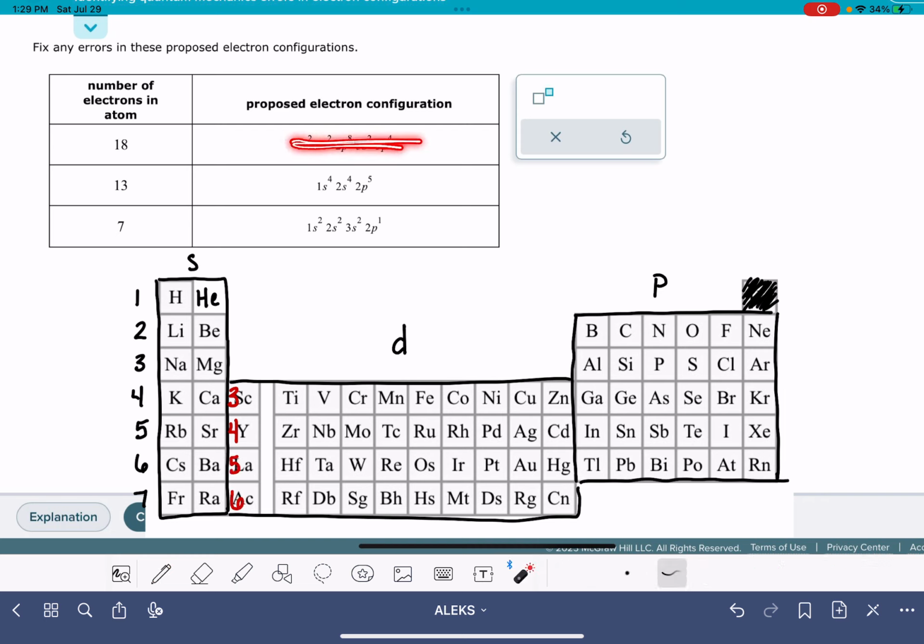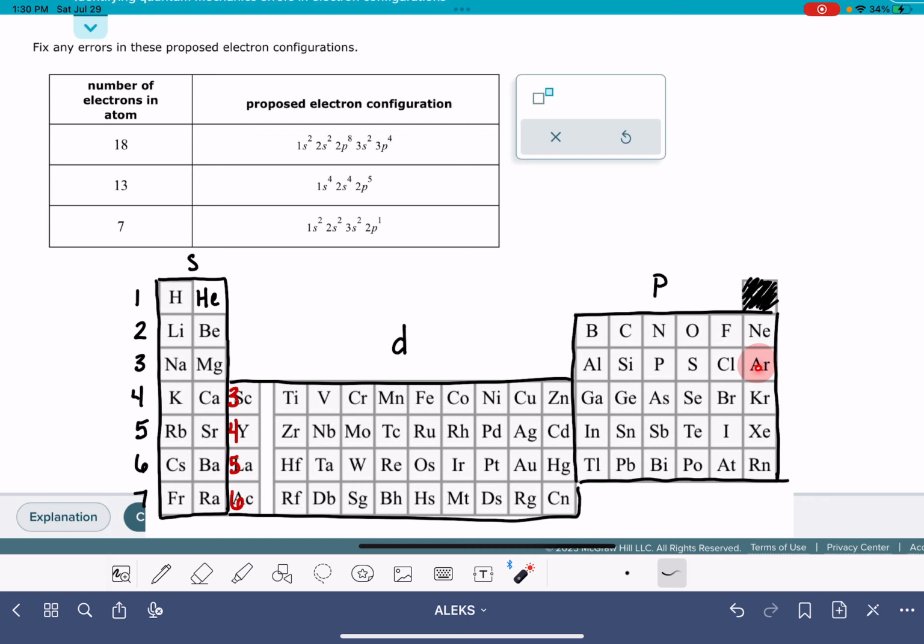So just assuming right off the bat that these electron configurations are incorrect, the first atom that ALEKS wants me to come up with the electron configuration for is the atom that has 18 total electrons. This periodic table doesn't have the atomic numbers on it, but the atom that has 18 total electrons has 18 protons, an atomic number of 18, which is 1, 2, 3, 4, 5, 6, 7, 8, 9, 10, 11, 12, 13, 14, 15, 16, 17, 18. That's argon right here. So this is the element we're writing the electron configuration for in our first problem.